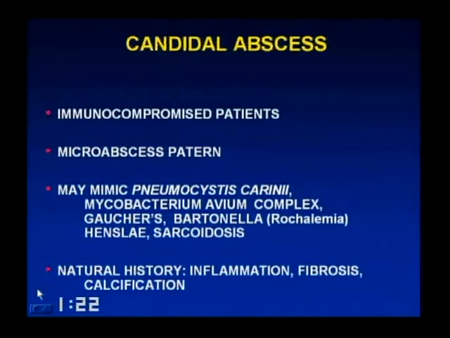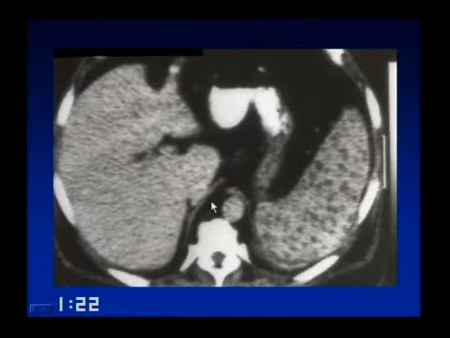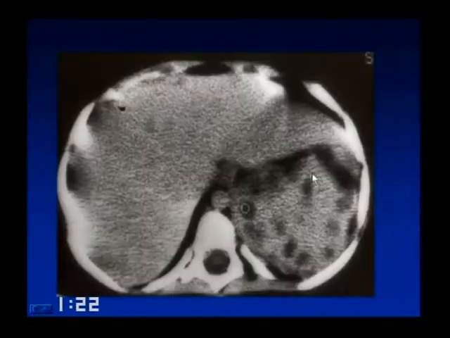Here's a typical cut gross section to burn into your memory as a classic example of candidal microabscesses. It's a little old case, but it's a nice one that I had, and that is liver and splenic involvement, but the abscesses in the spleen are a little more confluent and conspicuous. And here's a typical microabscess pattern. Here are more confluent, larger abscesses in the spleen.